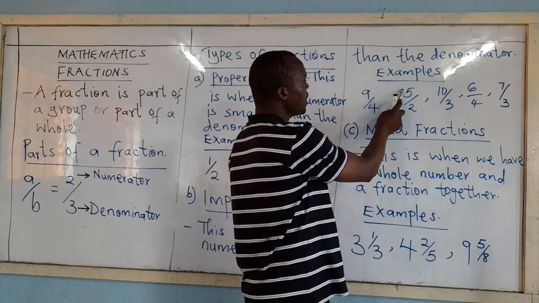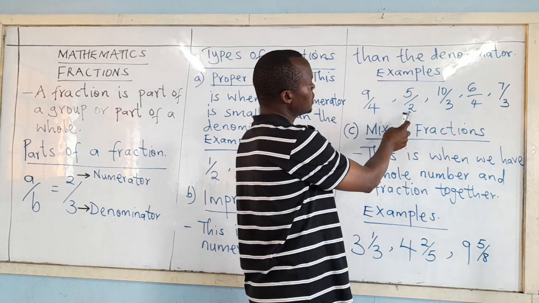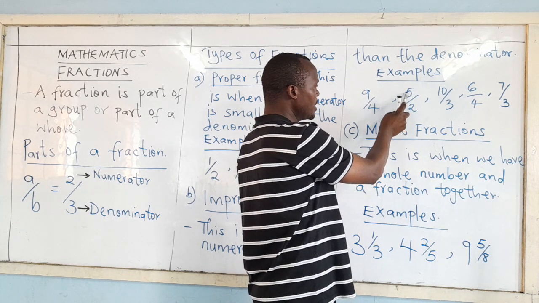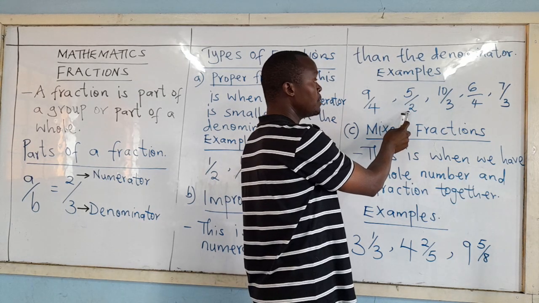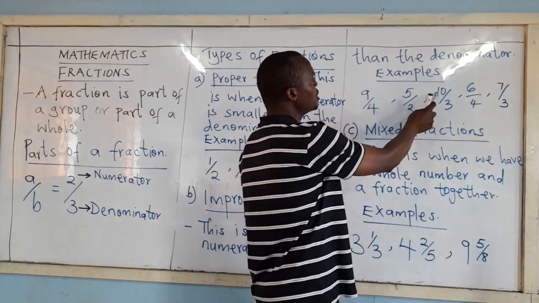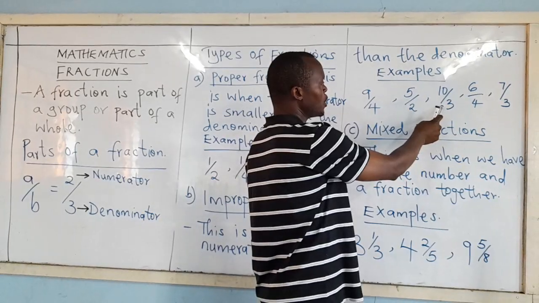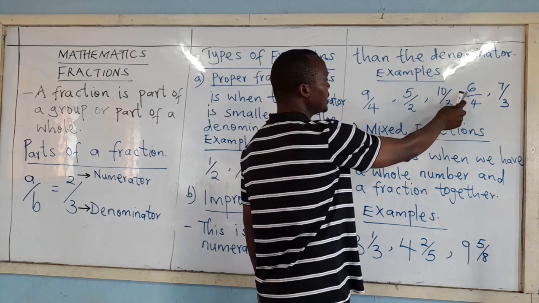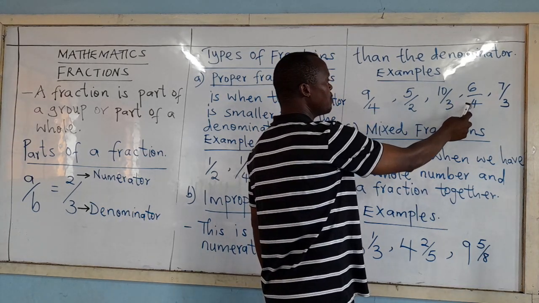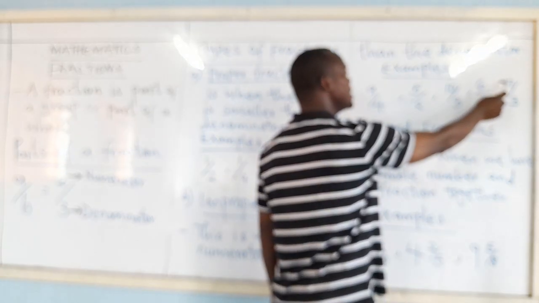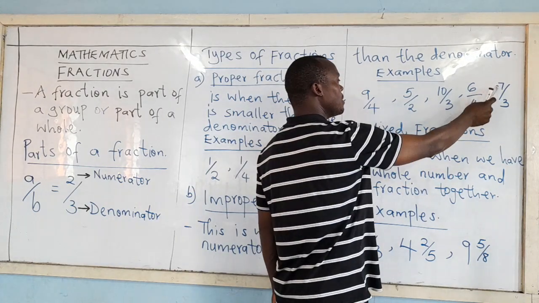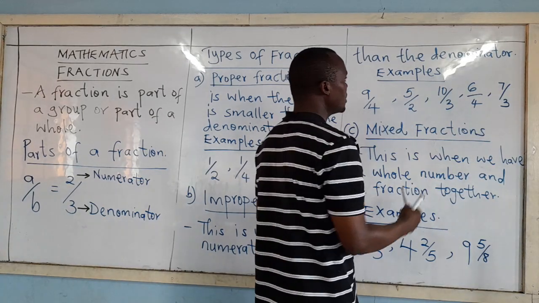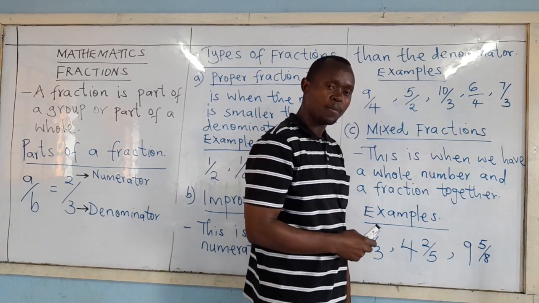Then we have 5/2, because 5 is bigger than 2. That is, the numerator is bigger than the denominator. It makes it improper. Then we have 10/3, also 10 being bigger than 3. 6 as the numerator being bigger than 4, the denominator. And then 7 being bigger than the denominator, which is 3. We call those ones improper fractions.